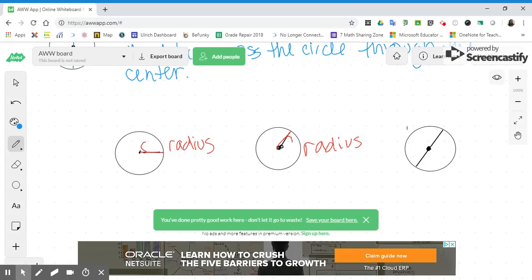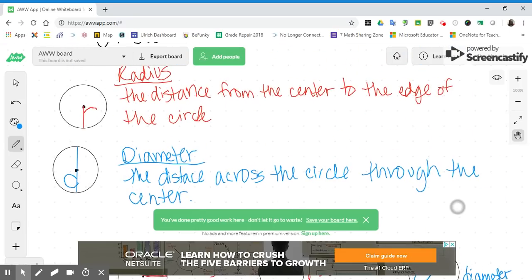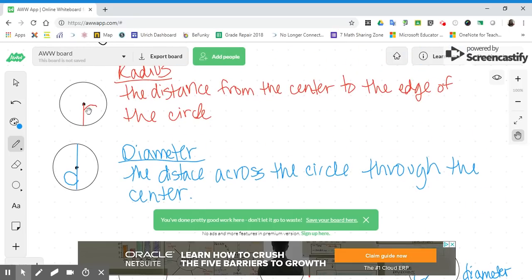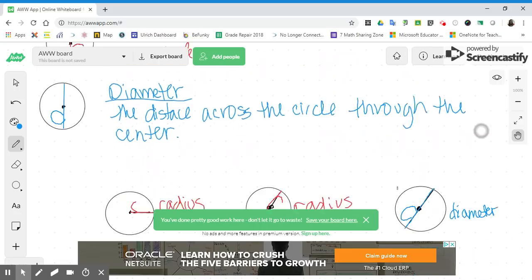Since this one goes all the way across, it's a diameter. So in blue, I'm going to mark that this is a diameter. Notice they don't have to go the same direction. I'm going to scroll back up. They don't have to be in this same direction where the radius is at the bottom or the diameter is straight up and down. They can go any direction.